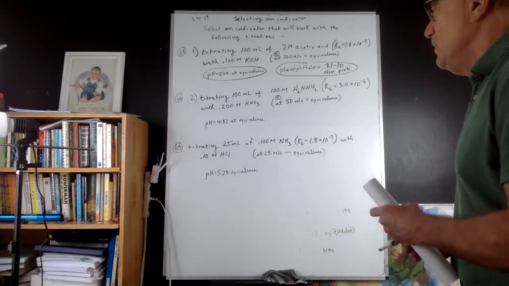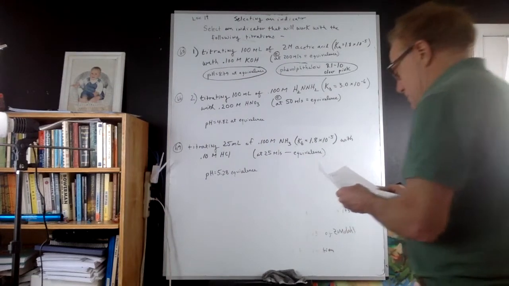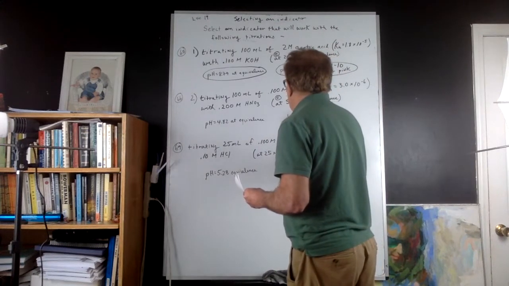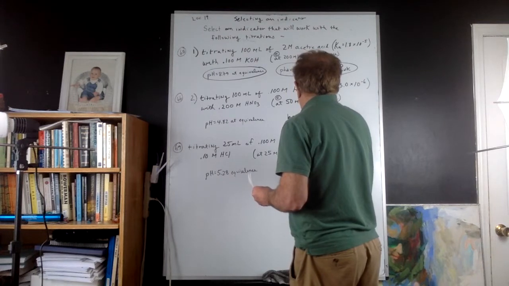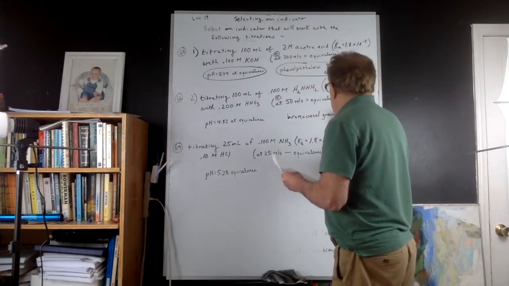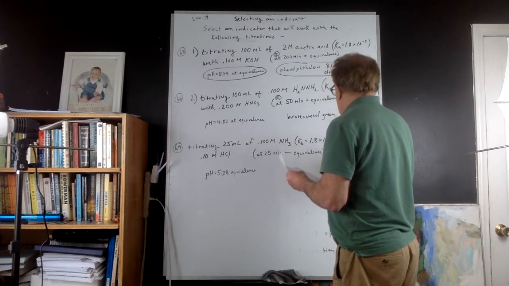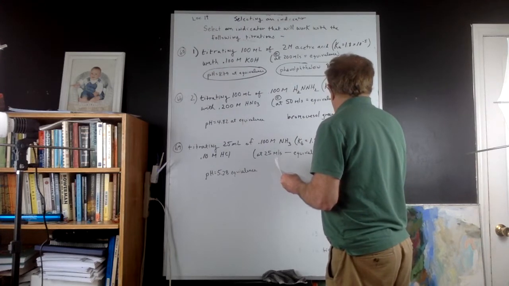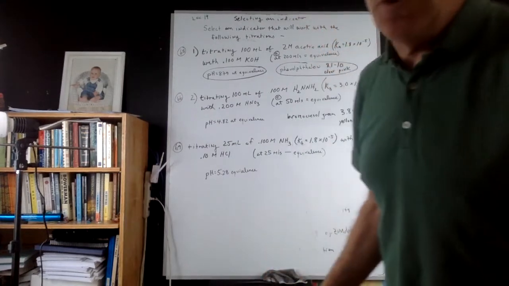So now you go to your indicator chart and you find that bromocresol green changes from yellow to blue, over a pH range of 3.8 to 5.3. So that's a good indicator to choose for that.